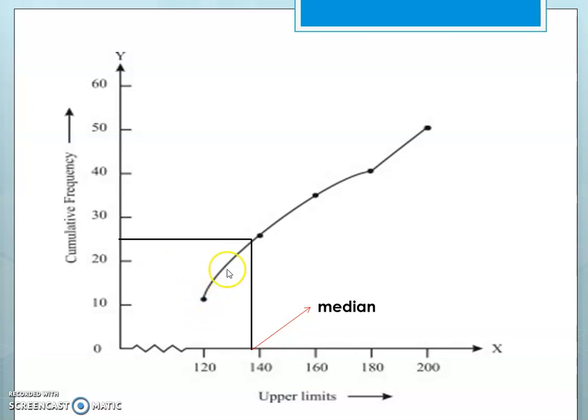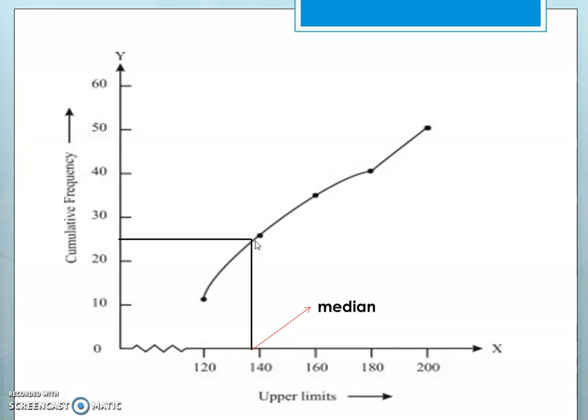After plotting these points, join them freehand, not with a scale, because it is going to be a curve. So this is the cumulative frequency curve, or ogive of less than type, that I have obtained. Now using this curve I can find the median.